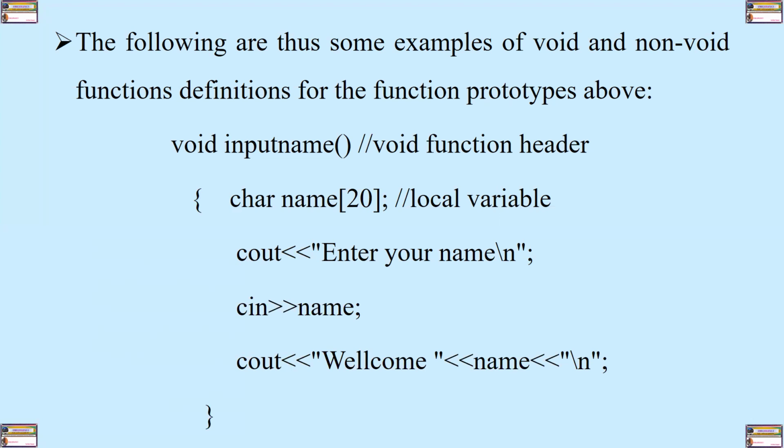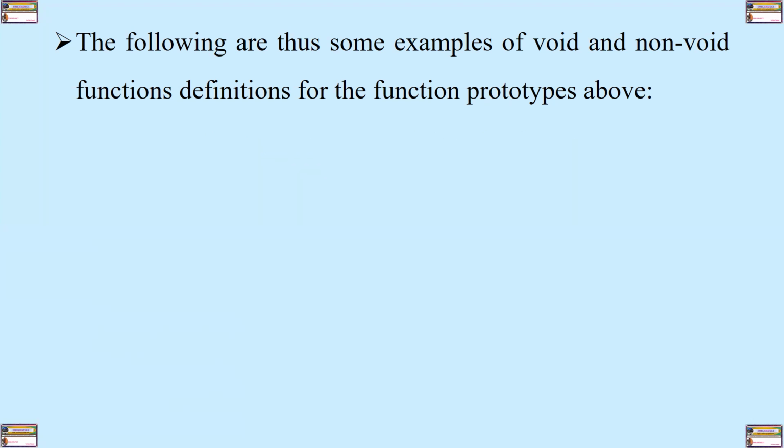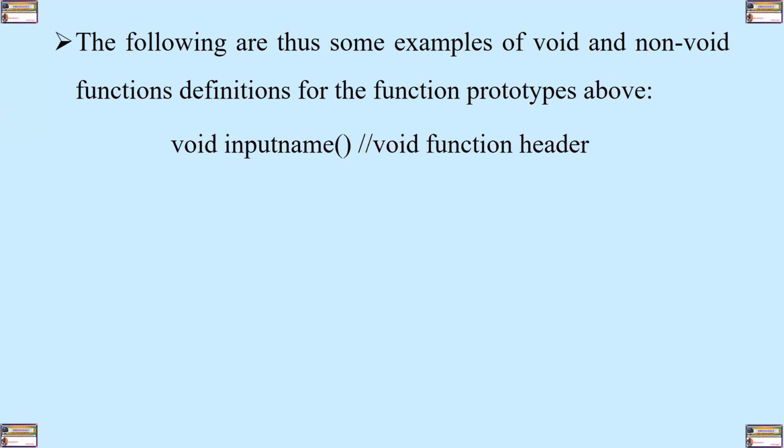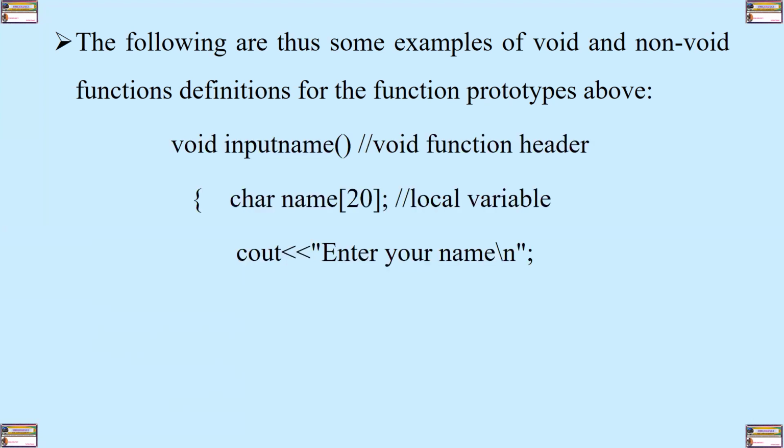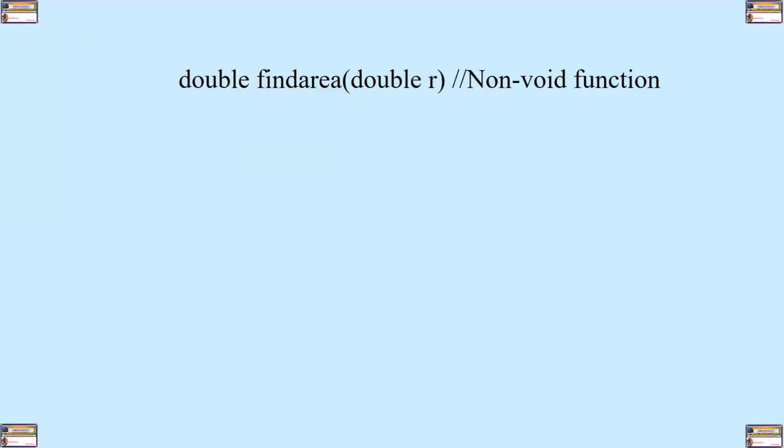As you can see, we don't have any return statement in this function because this function is not returning any value, and that's why its return type is void.